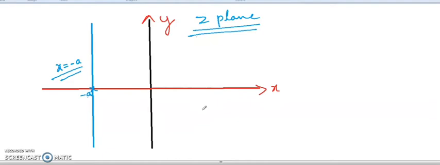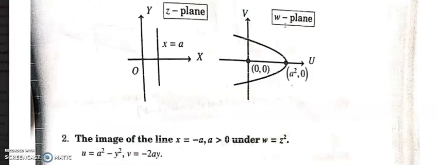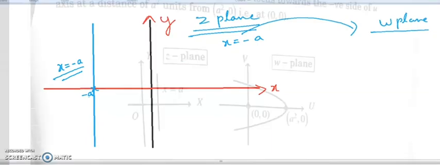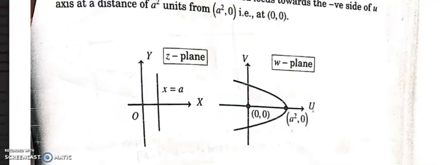What about its image? Its image in the w plane is like this, because the final parabola is this. We can go through the same explanation as in the previous problem, just change this graph. Don't draw this graph, instead of this graph you have to draw this graph. So that is the solution. That means we are finding the image. In the z plane, x is equal to minus a. When you make a transformation, we have to find it in the w plane. In the w plane, you take u and v, and the image is a parabola. That's it.